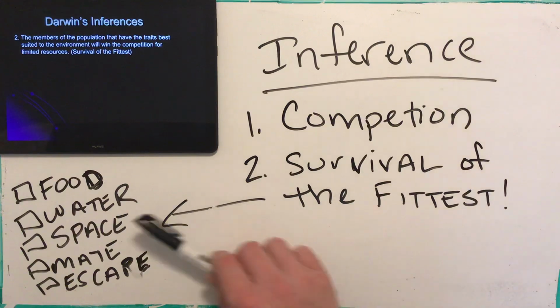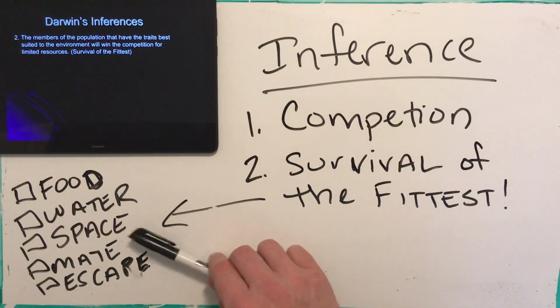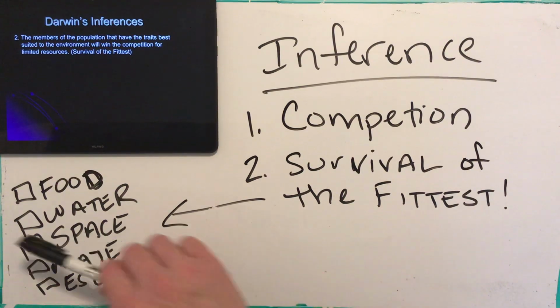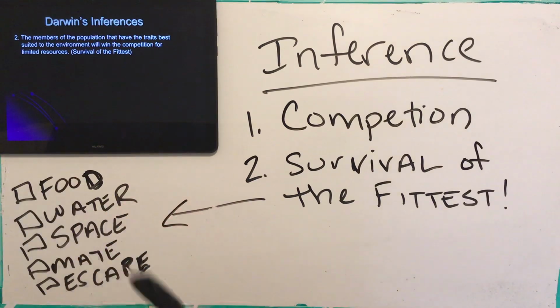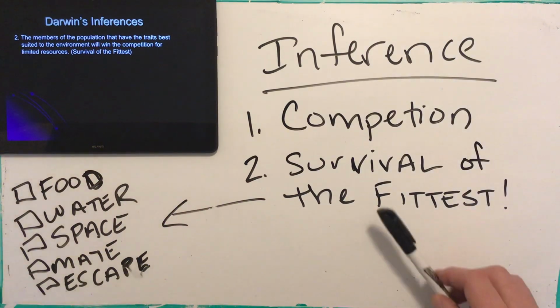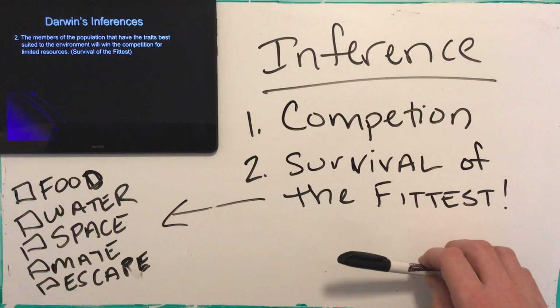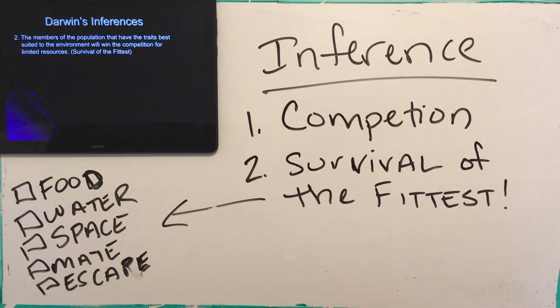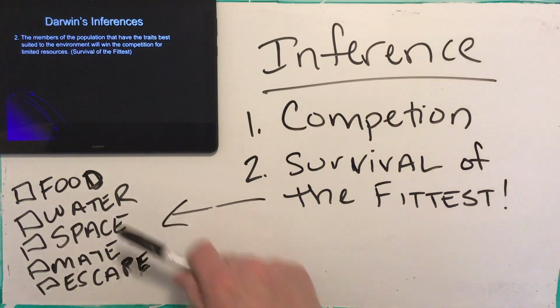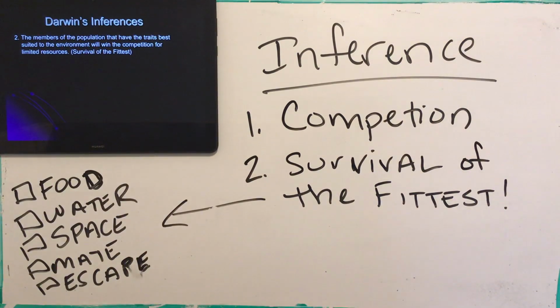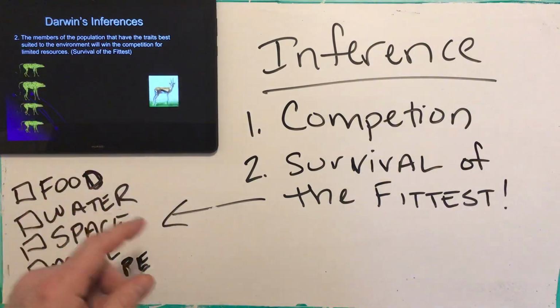If my traits are a great fit to the environmental demands, then I get all check marks. Yes, yes, yes, yes, yes. And I thrive and survive, right? If my traits are maladjusted or maladapted to my environment, which means not very well adjusted or adapted to my environment, then I'm not going to be able to win. I'm not going to get these things. I'm not going to win that competition, right?